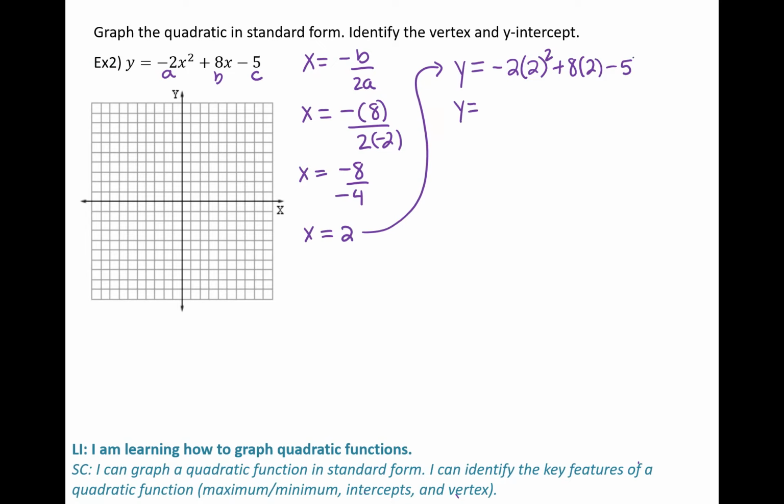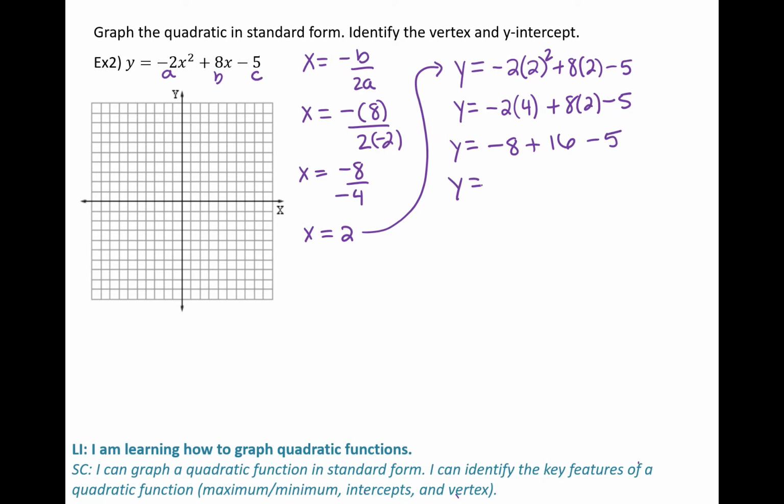Then exponents and parentheses first. So the negative 2 here stays. Then I do 2 squared, which is 4, and then 8 times 2 minus 5. Then I do multiplication and division. In this case, I only have multiplication, so minus 8 and plus 16. So negative 2 times 4, that's how I got the negative 8. 8 times 2 is 16.